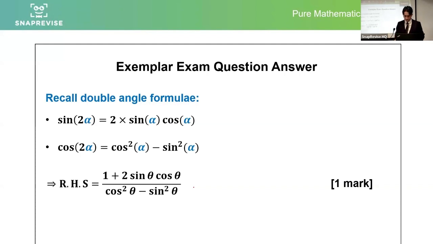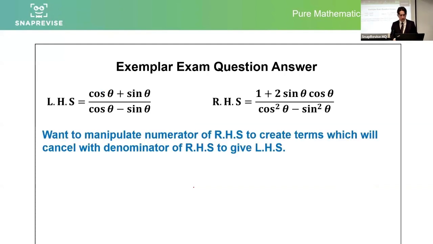Right. Now from here, this is what we're aiming for. This is what we've currently got. So we want to try and manipulate the right-hand side here to look like this. Now, this is quite tricky at first, but we've got to think about factorizing techniques.